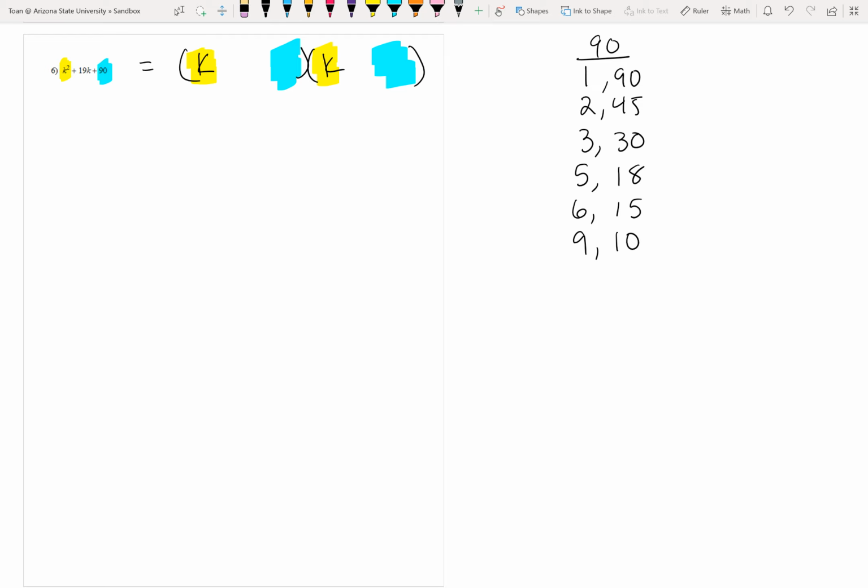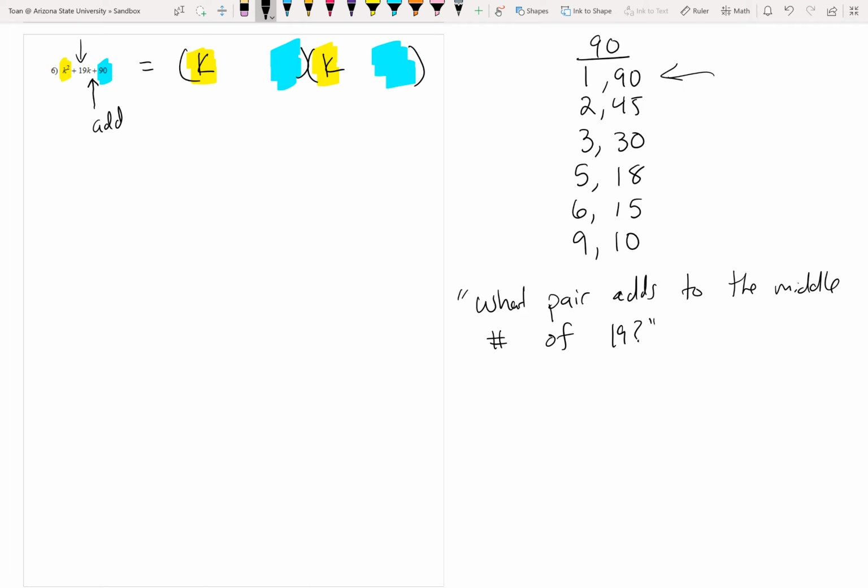You know you're done when you go full circle in the list. Next thing I do is I look at the last symbol here. It's a plus sign, so that tells me to think of add. So now this is my thought process. What pair of numbers above adds to the middle number, in this case 19? And hopefully it's not a hard thing to do. You just go straight across and see which one adds to 19, which obviously is 9 and 10.